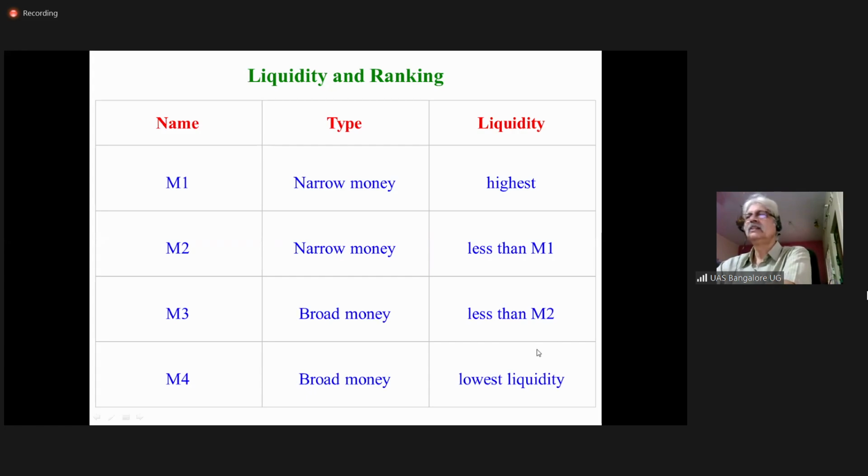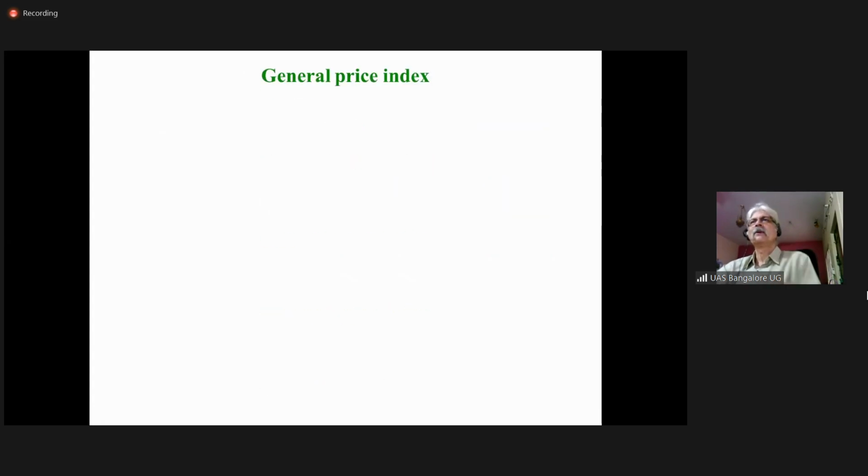Broad money, M4, it is the lowest liquidity. Okay, so it takes some effort to convert that into cash. But M1 money, it is easily converted into cash, very easily, or almost it is in the form of cash. So this is in brief about classification of money. Okay.